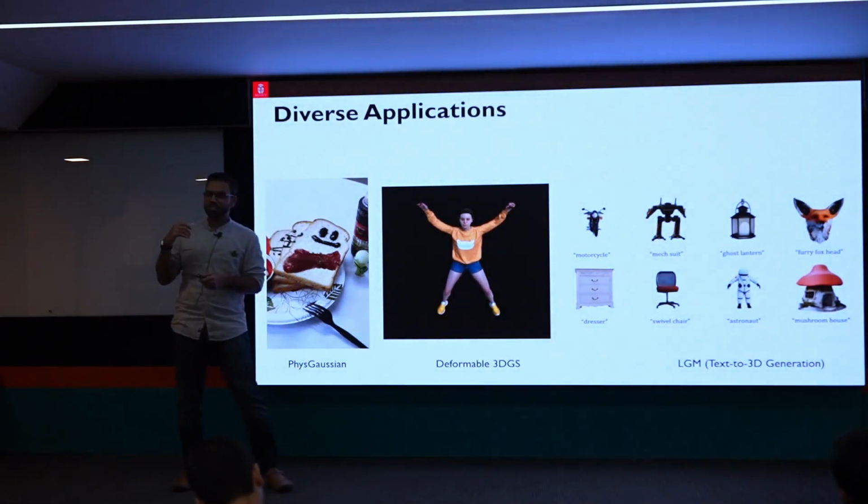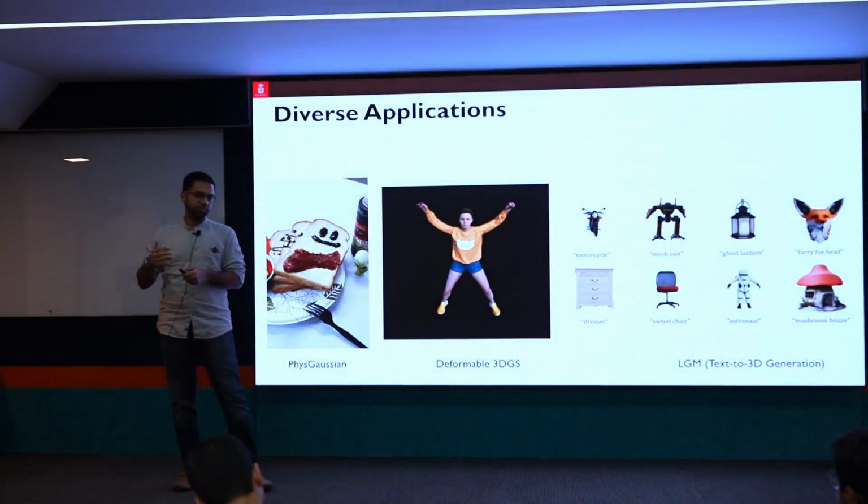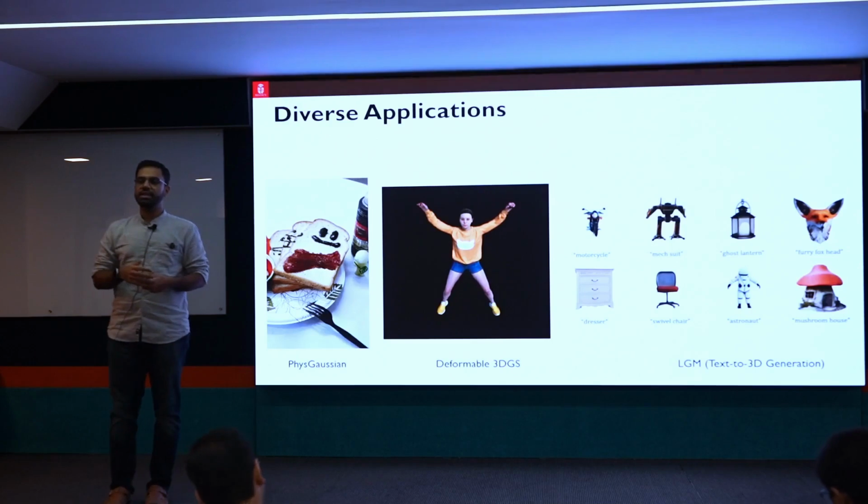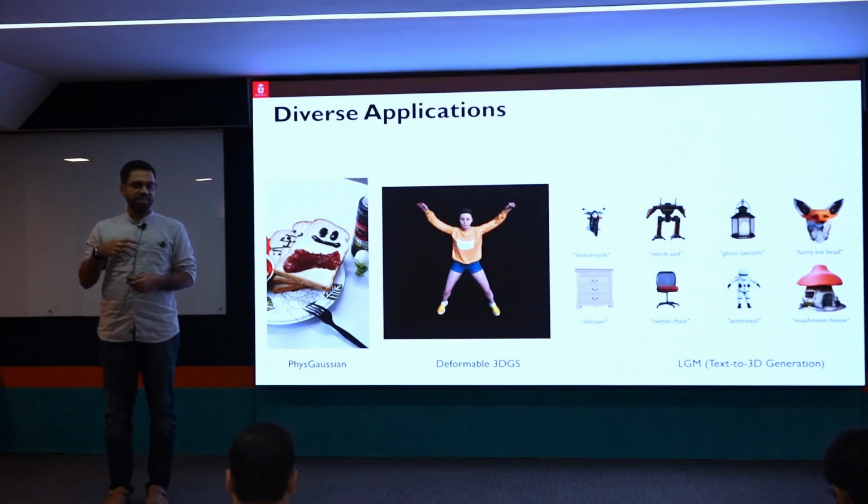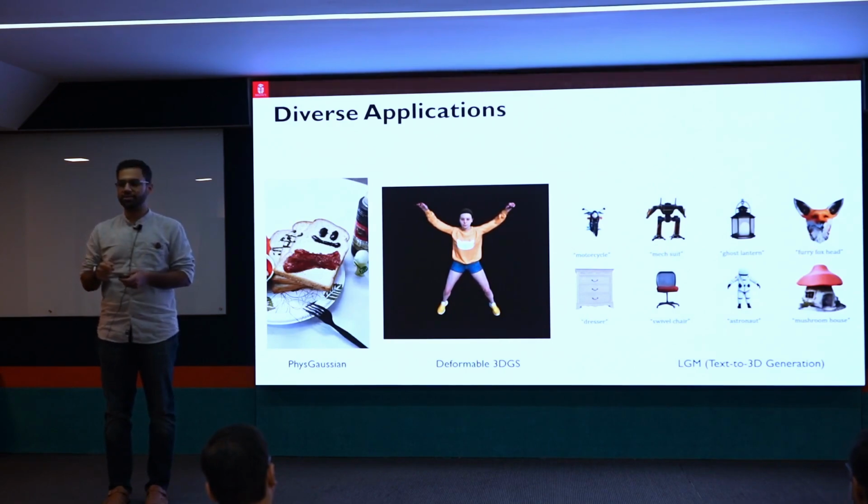But then the applications go beyond just novel view synthesis, particularly because they also capture something about the shape of the world. How the world looks is also a function of the shape of things in the world. And because they capture shape, this can be used for many other applications as well. And we'll talk about one such application today.